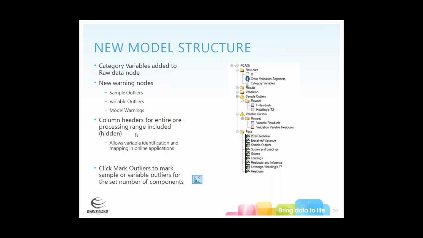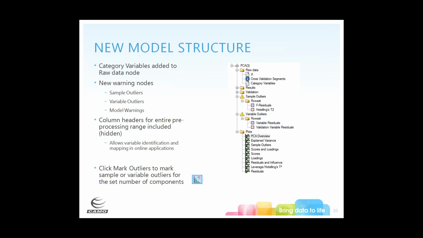There's one thing I can mention which is relevant for those of you that integrate the prediction engine or similar in your own software, instrument software for instance, which is that column headers for the entire pre-processing range are included as part of the model. This means that you can actually, in your own software, list and map instrument output with model input. So it's an added quality control. But for the desktop user of Unscrambler, you don't have to worry about it.